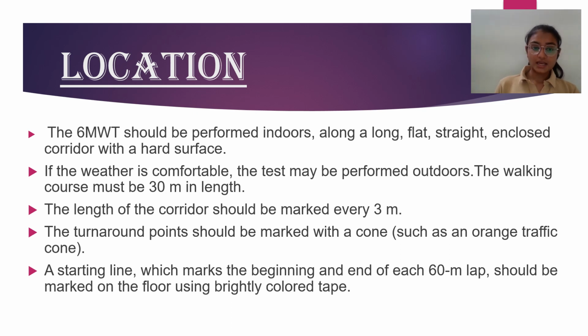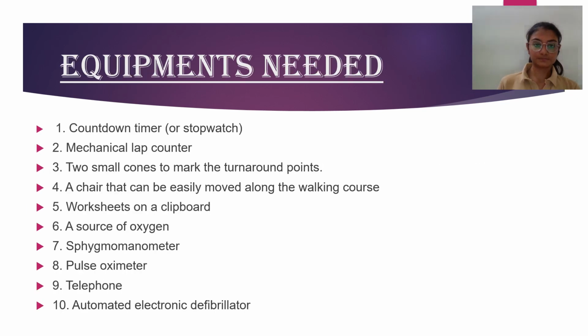Now the location. The 6-minute walk test should be performed indoors along a long, flat, straight, enclosed corridor with a hard surface. If the weather is comfortable, the test may be performed outdoors. The walking course must be 30 meters in length. The length of the corridor should be marked every 3 meters. The turnaround point should be marked with a cone, such as an orange traffic cone. A starting line which marks the beginning and end of each 30-meter lap should be marked on the floor using brightly colored tape. Now the equipment needed.